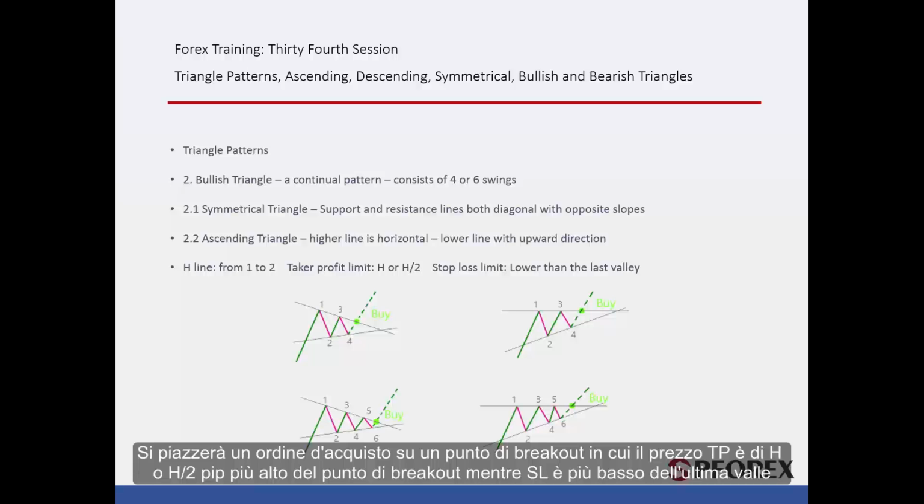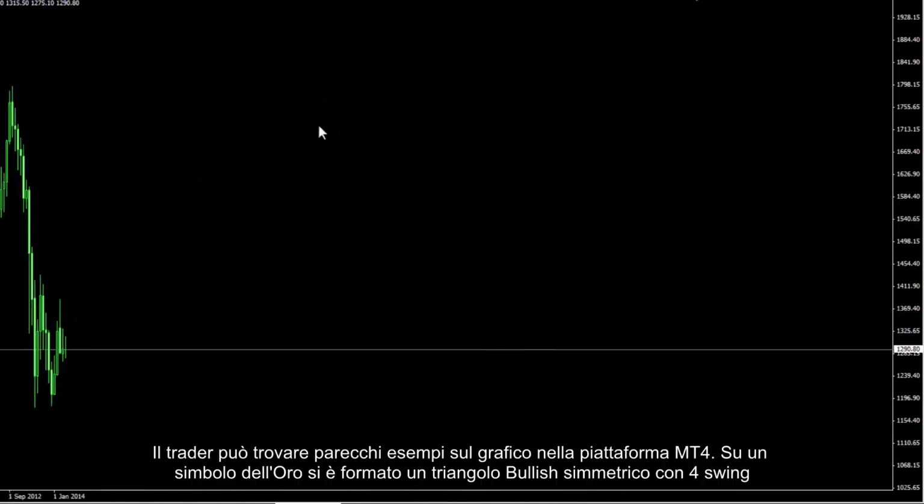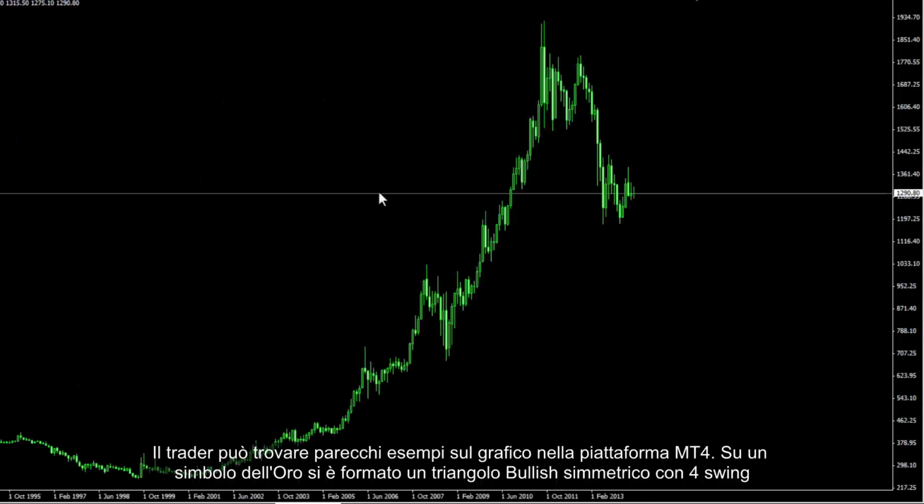A buy order would be placed on a breakout point where TP price is H or H2 pips higher than the breakout point, while SL is lower than the last valley. A trader can find several examples on the chart in MetaTrader 4 platform.